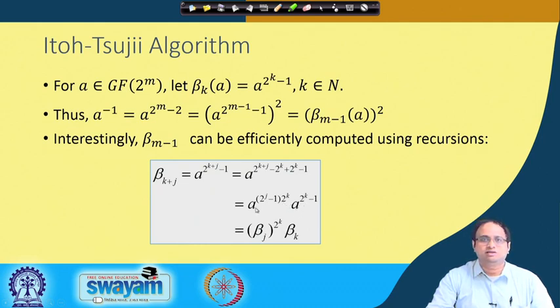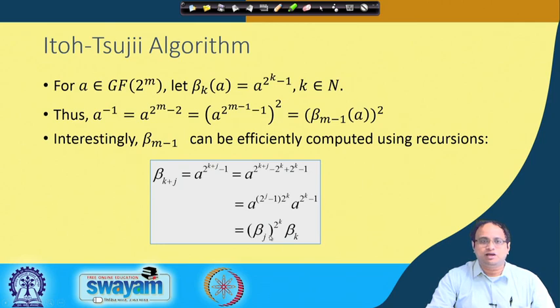You can note easily that a to the power 2 to the power of j minus 1 is nothing but beta j, and I have beta j whole to the power 2 to the power of k, whereas the other term is beta k itself. Therefore, I have been able to express beta k plus j in terms of smaller beta j and beta k values. Interestingly, you can also observe that I can write this in the other form, as beta k to the power of 2 to the power of j into beta j.